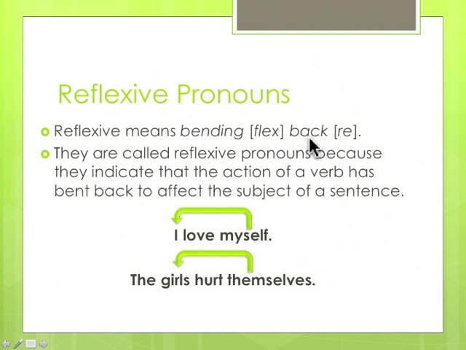Reflexive means bending back. Flex, of course, means bending, like flex your arm, and re means back. So reflexive means bending back. They are called reflexive pronouns because they indicate that the action of a verb has bent back to affect the subject of a sentence. For instance, if you say, I love myself, the action of the verb is bending back to affect the subject. That's what myself tells you. Similarly, if you say, the girls hurt themselves, themselves tells us that the action of the verb is bending back to affect the subject of the sentence. That's why we call these self pronouns reflexive.